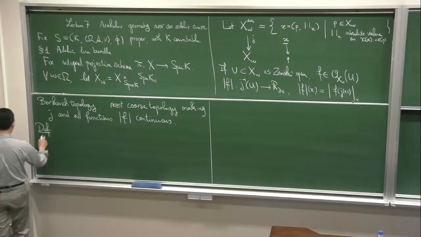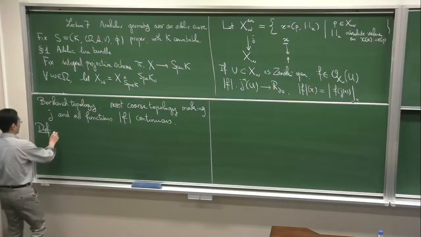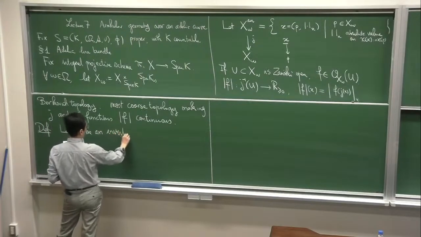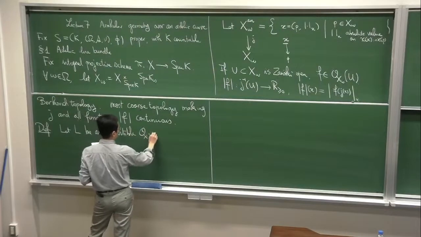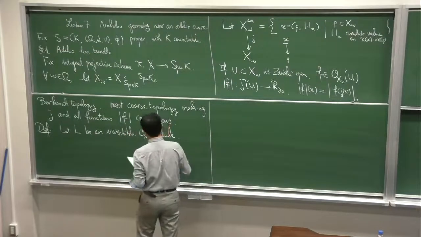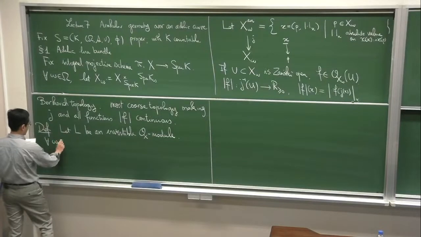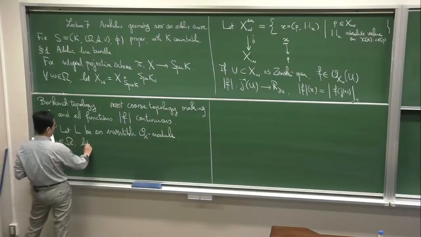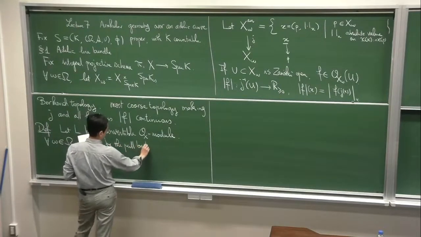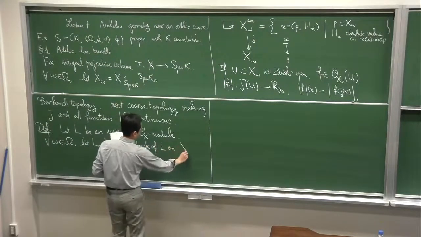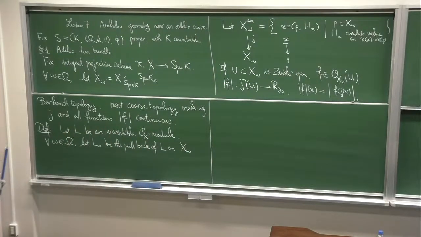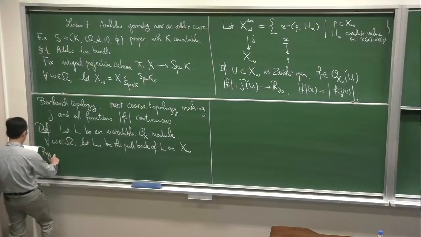Now I can give you a formal definition for metrized line bundle. So let L be an invertible module. For any omega, let L_omega be the pullback of L on X_omega. X_omega is a fiber product, so you have a projection to X, you can pull back L to X_omega.